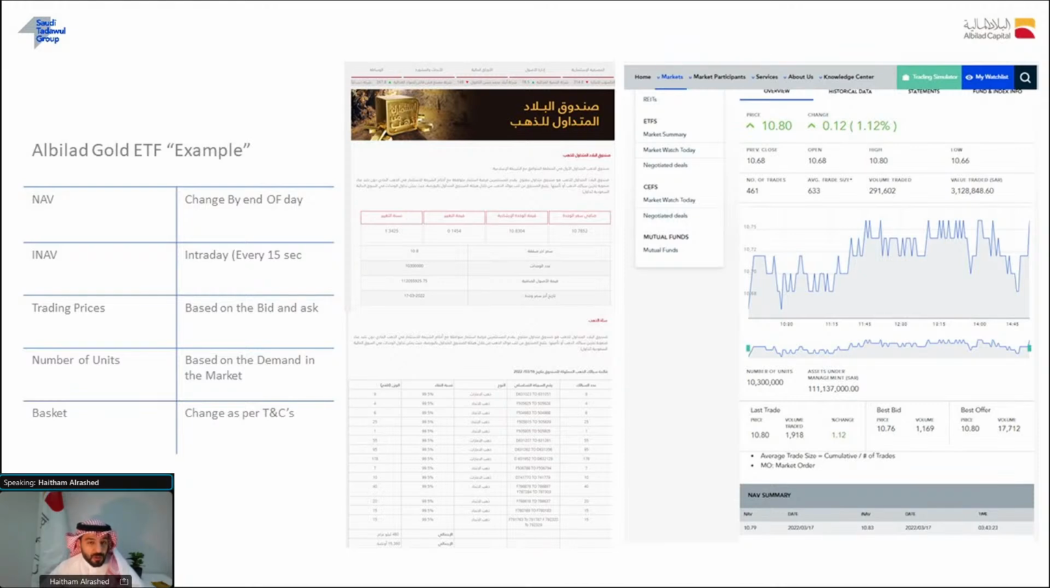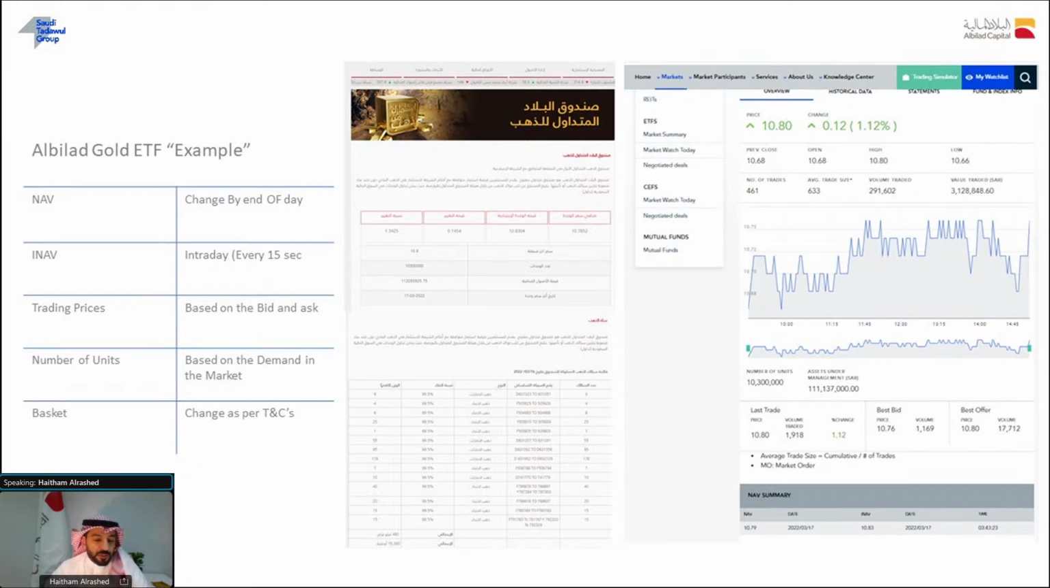For example, Al Bilad Gold, the Al Bilad ETF for gold, you will find more information on Al Bilad, or the fund manager, in this case Al Bilad, more information on that ETF. Again, you will find the basket. What is the underlying basket of that ETF on that specific day, at that specific time that you are going to buy that ETF unit in the market.